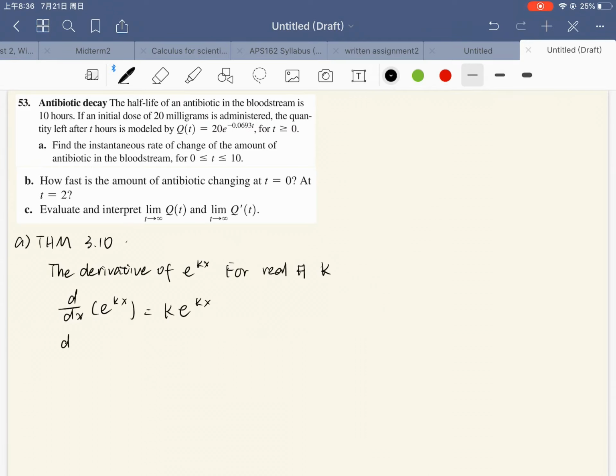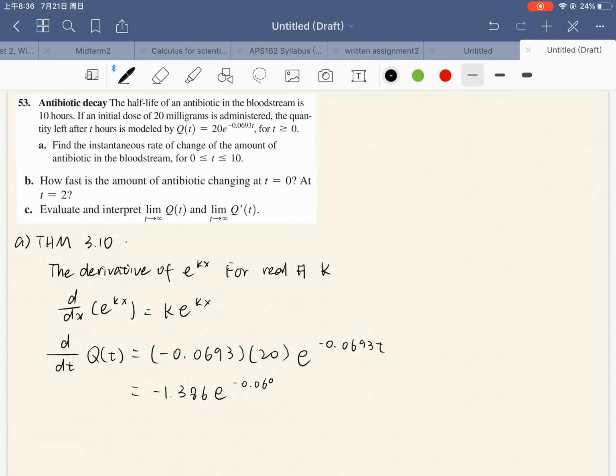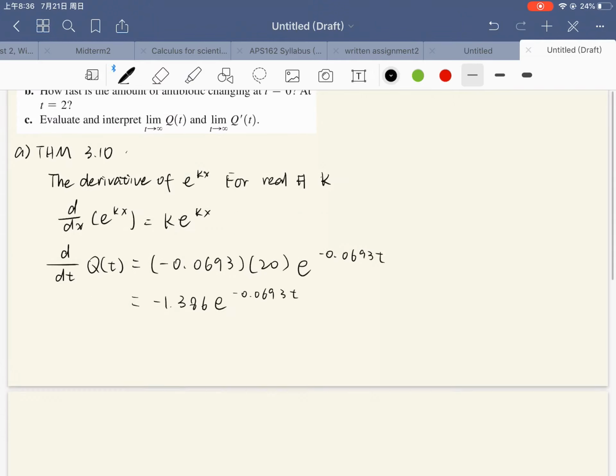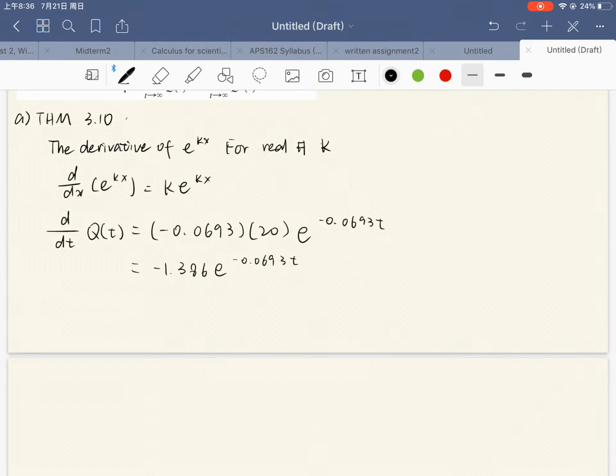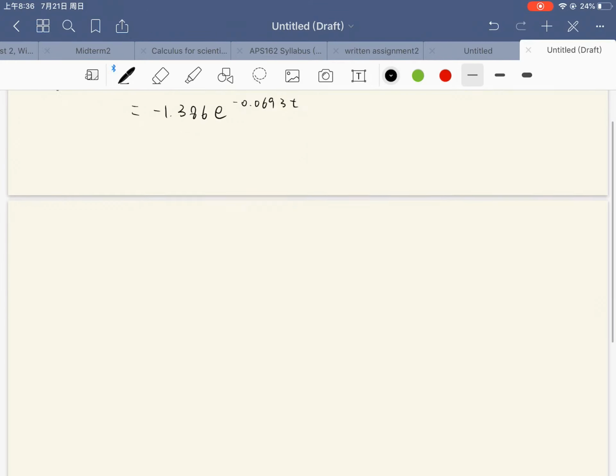Thus, we have d over dt of Q of t is equal to negative 0.0693 times 20 times e to the power of negative 0.0693 times t, which is equal to negative 1.386 times e to the power of negative 0.0693 times t. Finally, this is the answer to question A.